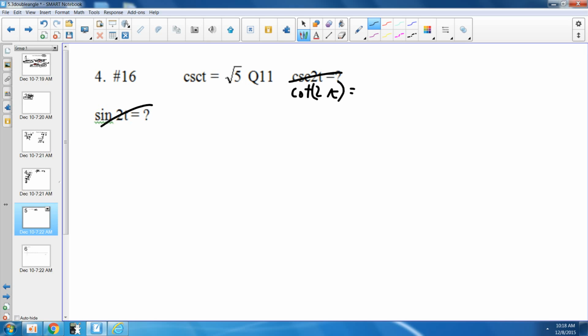What I really want to do first is find out what the tangent of 2t is, and then flip it at the end. So my goal here is to remember tangent of 2t. Well, the tangent of 2t has only one identity, and that is that it has 2 tangent t's over 1 minus tangent squared t.